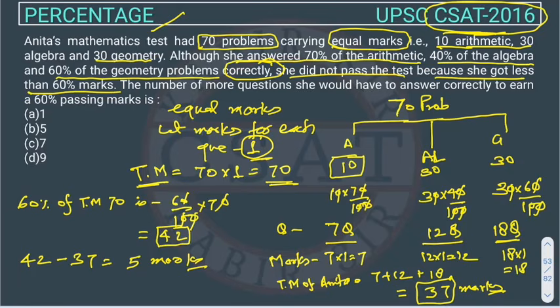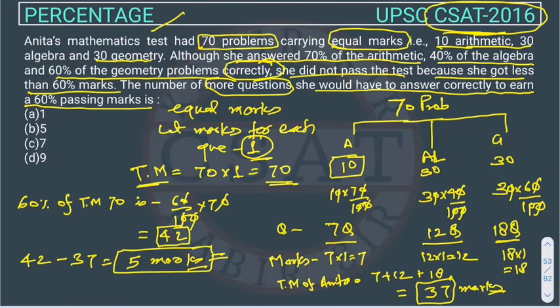Right. Now he is asking the number of more questions she would have to answer correctly to earn the 60% passing marks. So she has to earn 5 marks more to pass the exam. But the question is asking the more questions she has to solve. So each question has, we assumed here, 1 mark. Right.